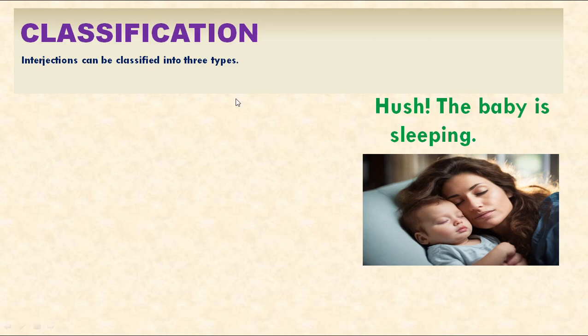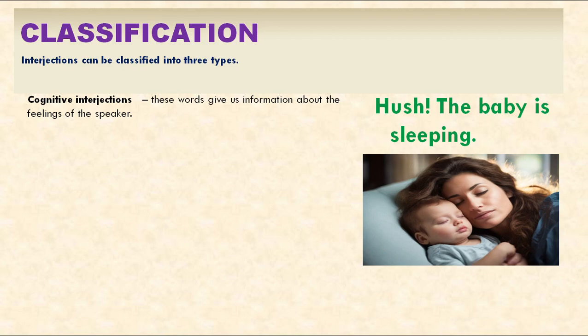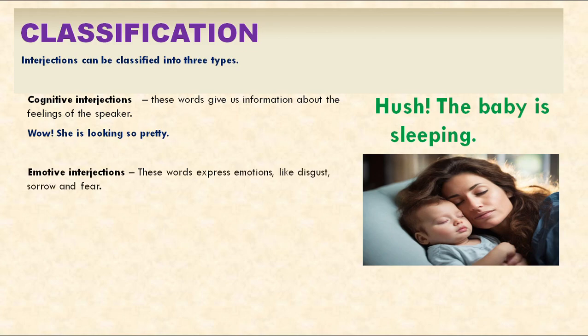Interjections can be classified into three types. Cognitive interjections: these words give us information about the feelings of the speaker. Like, "Wow, she is looking so pretty." Emotive interjections are words which express emotions like disgust, sorrow, and fear. Like, "Ew, what a stench."